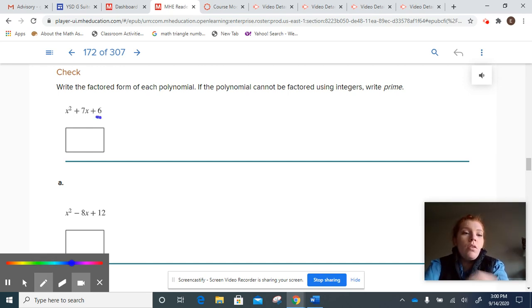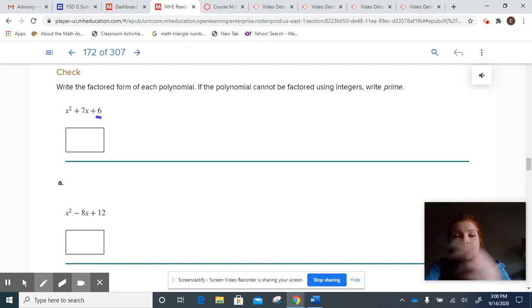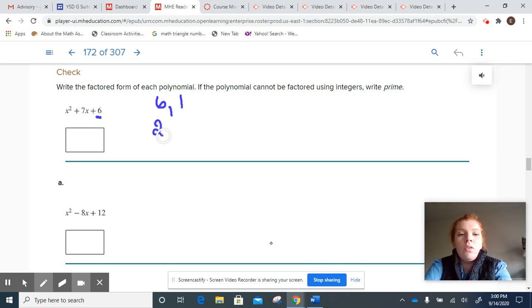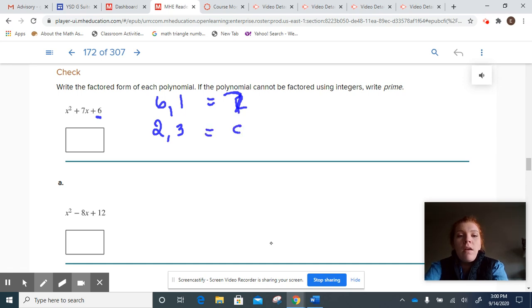So I want two numbers that multiply to positive 6. So obviously 6 and 1, 2 and 3, and that's it. There's not very many. The bigger the numbers, the more options you're going to have, so it's going to be harder. So looking at those two options, if I were to add these two, they make 7. And if I add these two, they make 5. And since 7 is the middle term, that one is out. Okay, so I know my terms are 6 and 1.